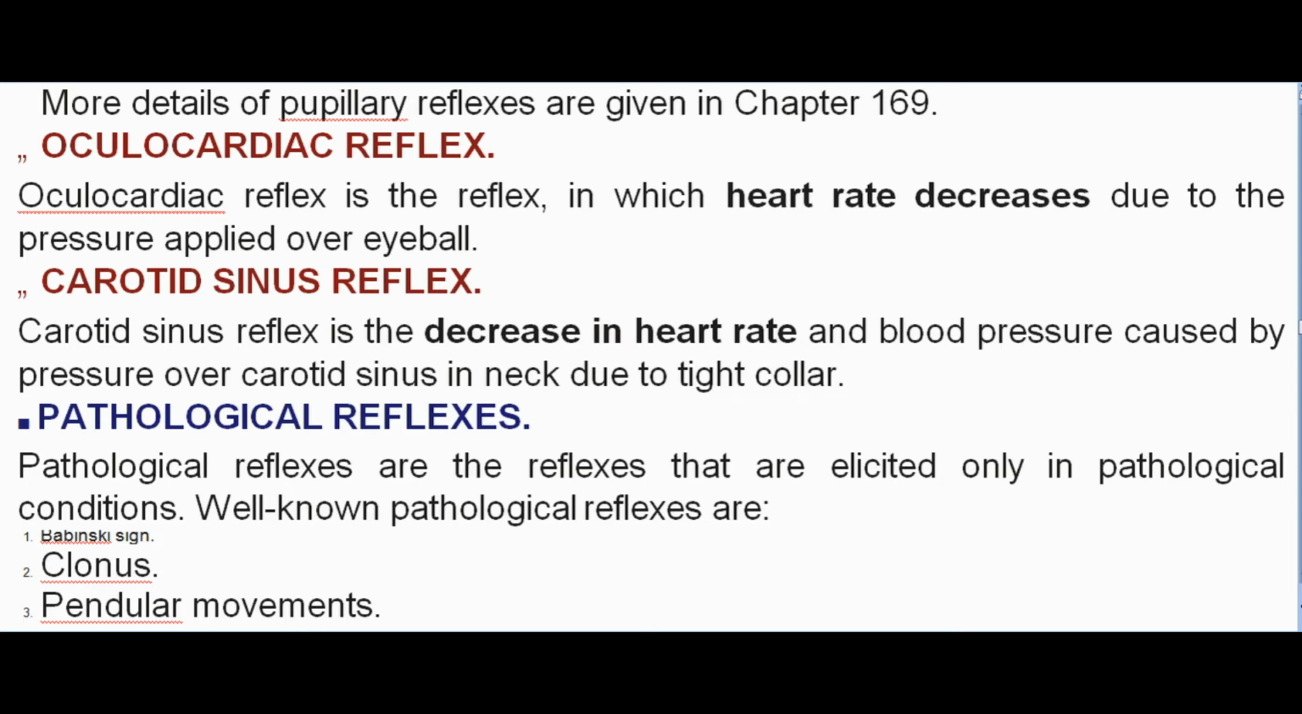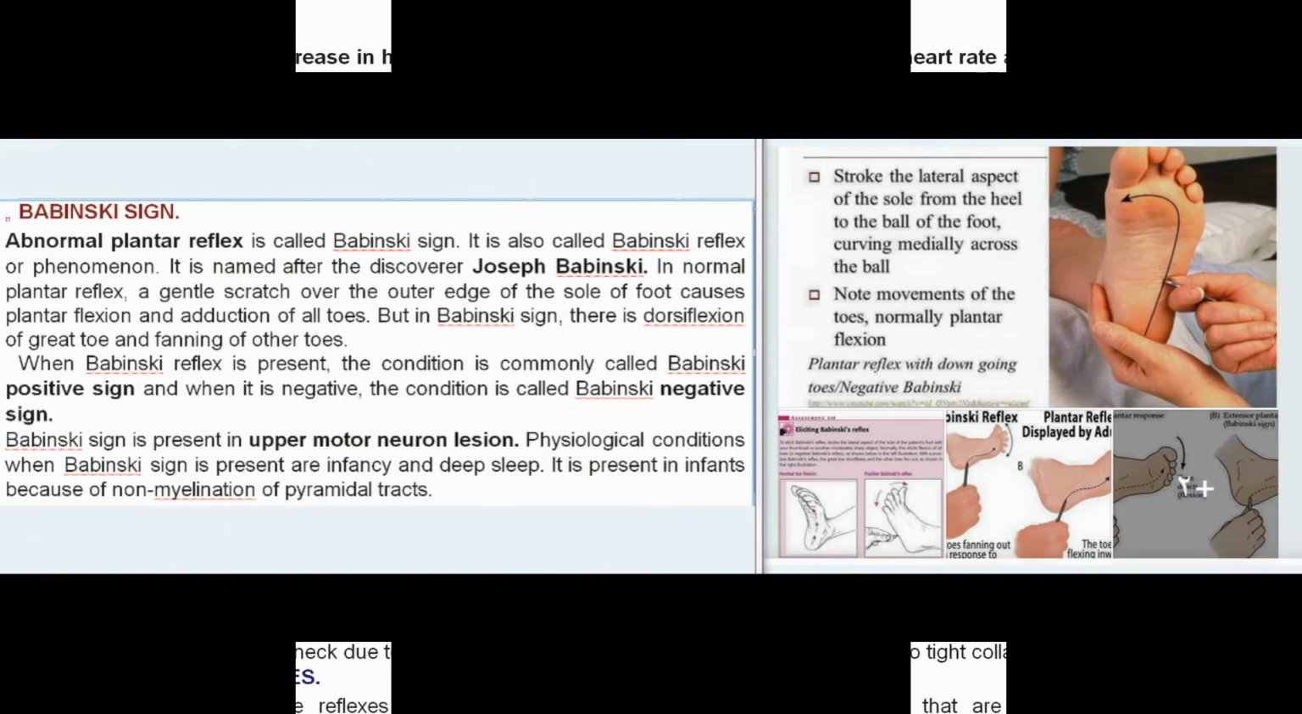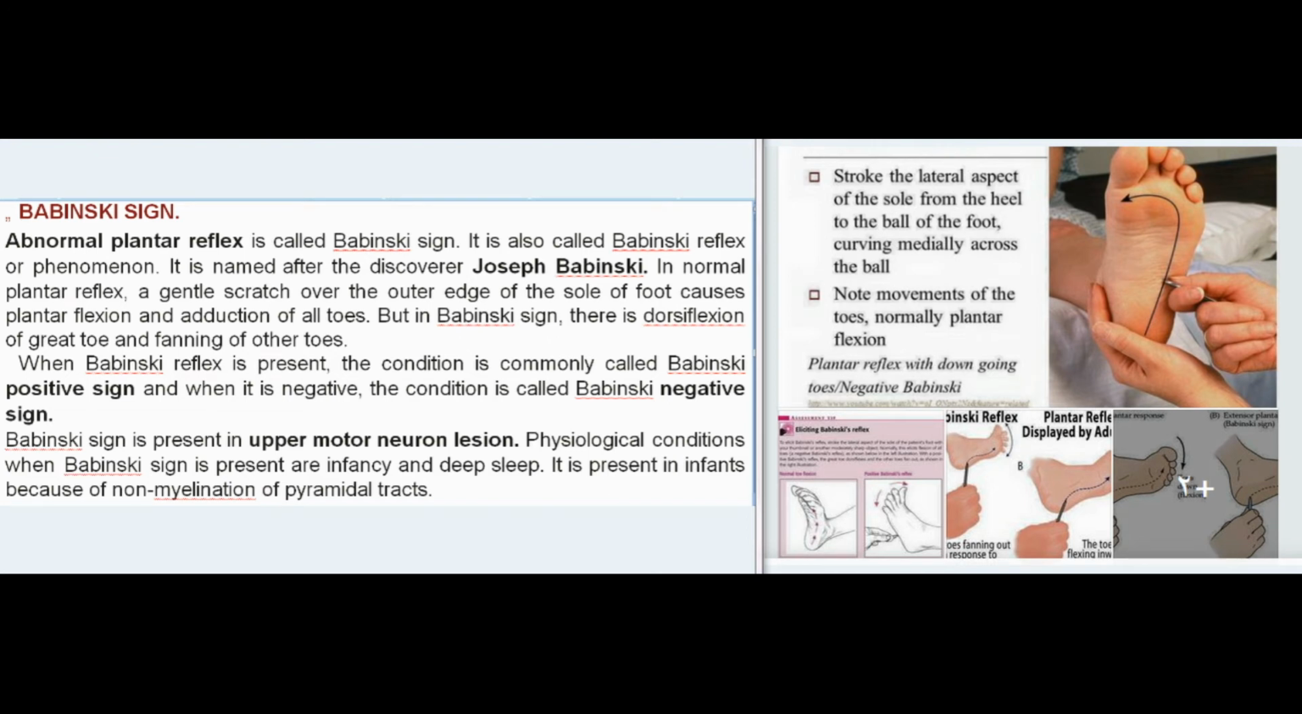Pathological reflexes. Pathological reflexes are the reflexes that are elicited only in pathological conditions. Well-known pathological reflexes are Babinski sign, clonus, pendular movements. Babinski sign. Abnormal plantar reflex is called Babinski sign. It is also called Babinski reflex or phenomenon. It is named after the discoverer Joseph Babinski.